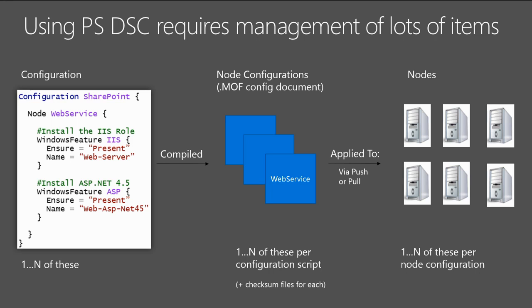And then there's pushing these to nodes, nodes being a target that you want to apply your desired state onto. You want to make sure it matches your desired state. You can push it in, or you can have it pulled down from a service. But there's a lot of items. If you have thousands of nodes and hundreds of different roles created from what could still be hundreds of different configuration scripts, that's a lot of items to manage.